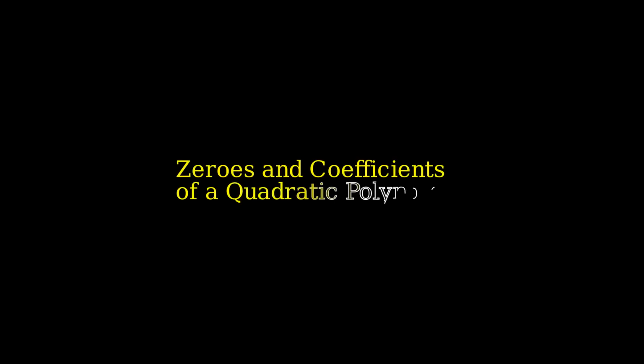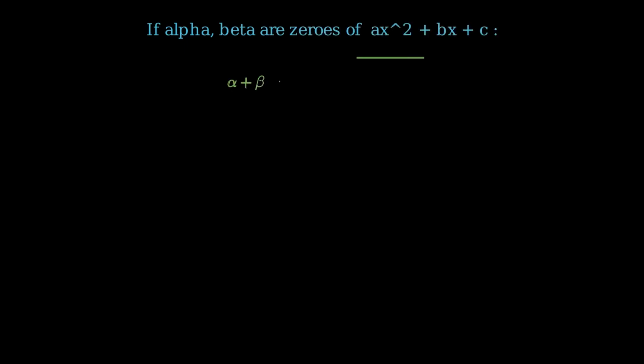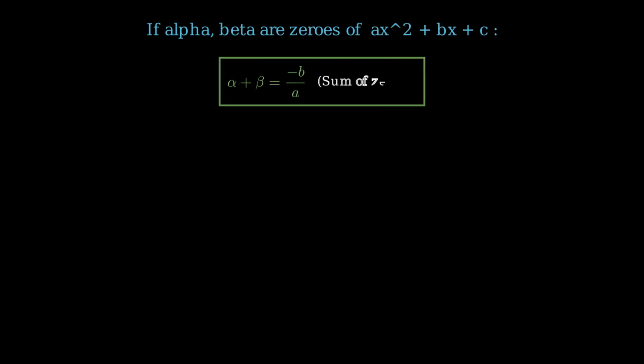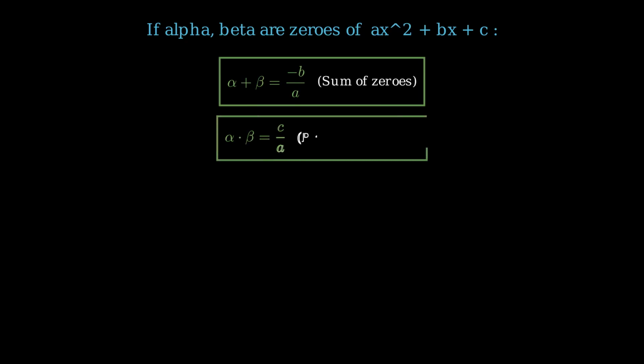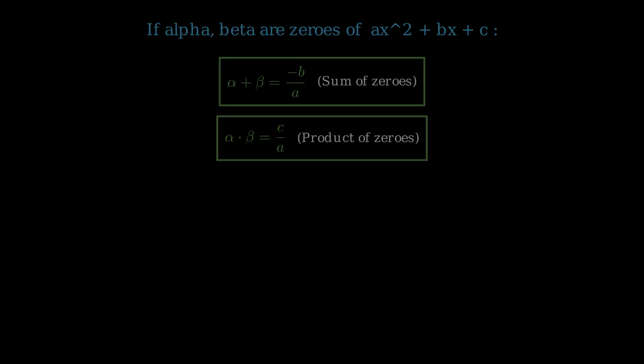We will now study the important relationship between the zeros and coefficients of a quadratic polynomial. This relationship is one of the most powerful tools in this chapter, allowing us to solve many problems without finding the zeros explicitly. Consider the general quadratic polynomial p of x equals ax squared plus bx plus c, where a, b, and c are real number coefficients and a is not equal to 0. Suppose alpha and beta are the two zeros of this polynomial. Then the following two fundamental relationships hold between the zeros and the coefficients.